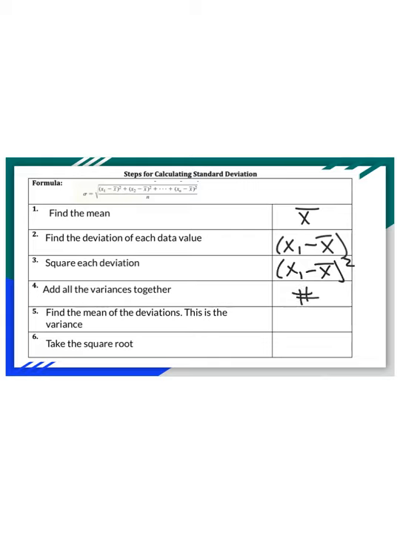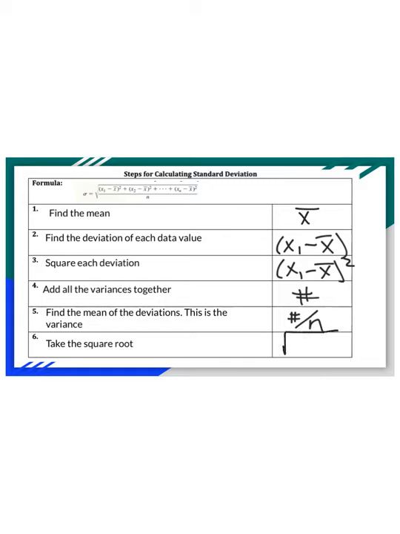That number again represents the sum of all of the deviations squared. So you're going to be doing x1 minus x bar squared plus x2 minus x bar squared all the way to xn minus x bar squared. We add that all together to get some value. And then we're going to take that value and find the mean of our variance. So I'm going to divide that by n. Whatever that number ended up being, we're dividing that by n. And then our last step is to take the square root. So we're going to take the square root of our variance.